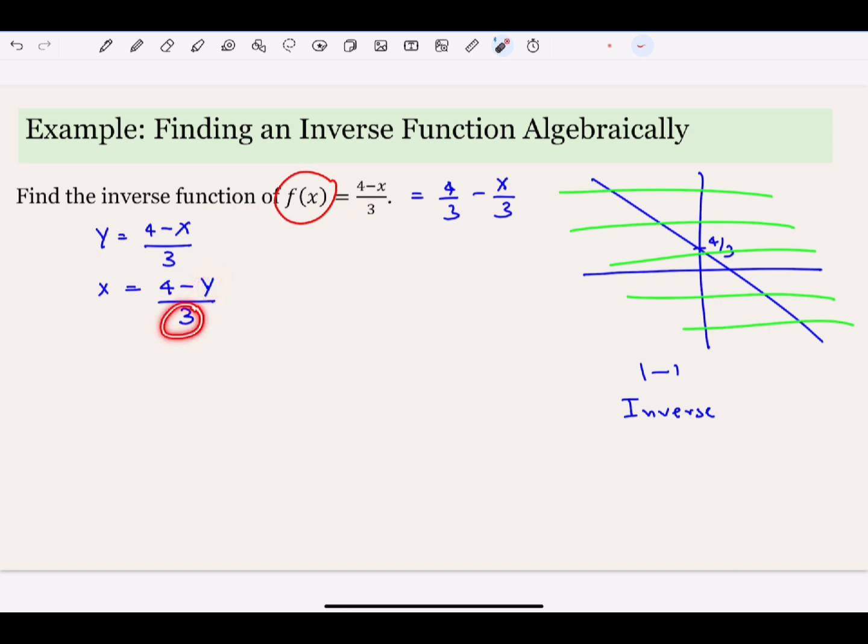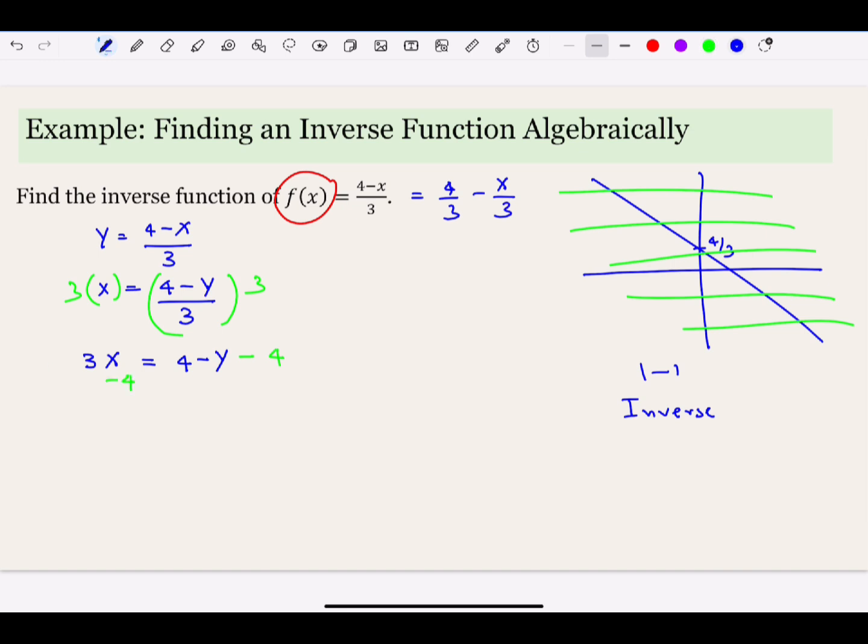To get rid of this 3, I'm going to multiply both sides by 3. Okay, by multiplying by 3, this 3 and this 3 will cancel out, which means on the right hand side you will have 4 minus y, and on the left hand side you will have 3x. Okay, so now what I'm going to do is get rid of this constant. You have a positive 4. So this is the equation. So I can subtract a 4 from both sides.